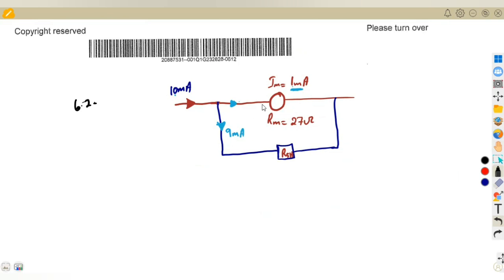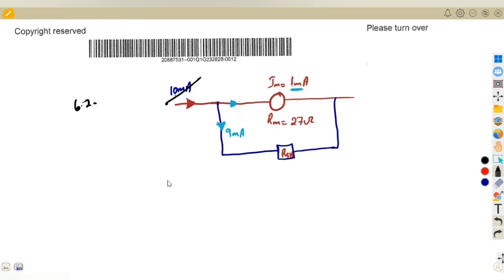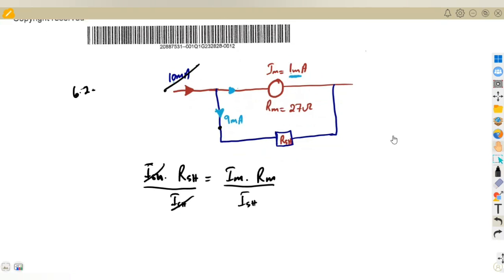Like I said, in parallel, voltages are the same. We are done with this 10. Now we are focusing on this diagram to say that in parallel, the voltages are the same. So we are going to have the current of the shunt resistor times the resistance of the shunt, that's voltage, equal to the current across the meter times the resistance across the meter. So we can calculate the shunt resistance if we divide by the shunt current on both sides, and we remain with the shunt resistance.